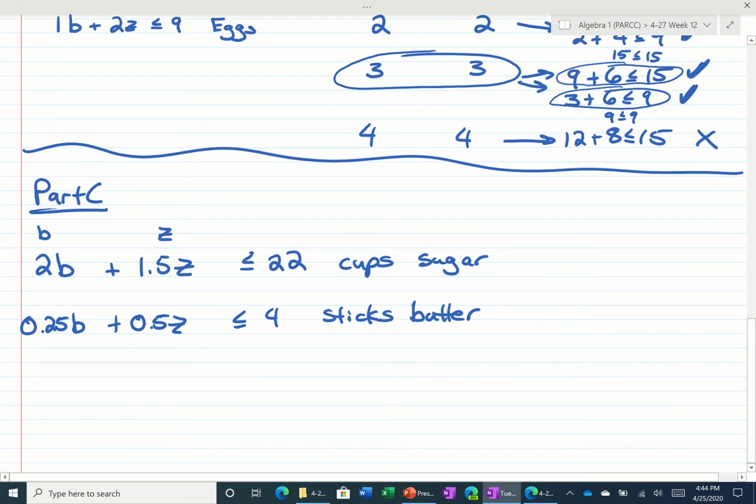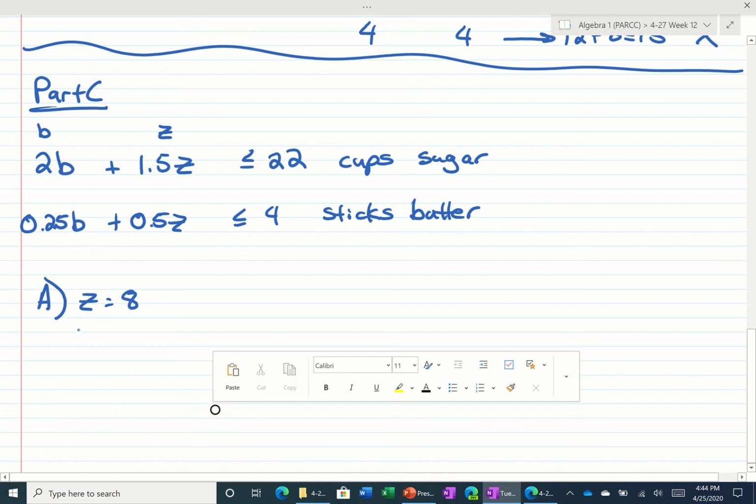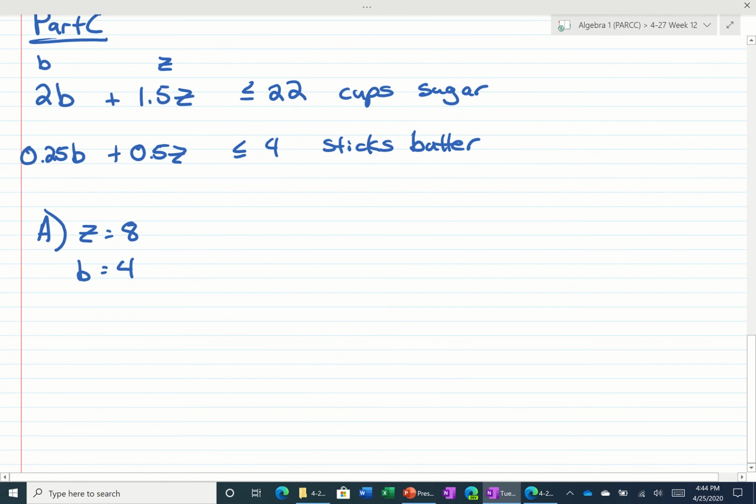Okay, so let's go back down to part C. And it's saying, what combination of loaves of zucchini bread and banana bread can Haley make? So what we're going to look to do here is we're given some answers. Let's plug in and see which ones work. The first choice says we have 8 loaves of zucchini bread and banana bread is 4. So that has to work for both of those inequalities.